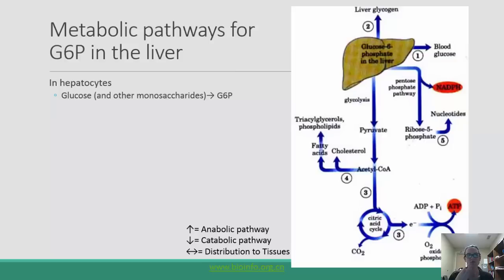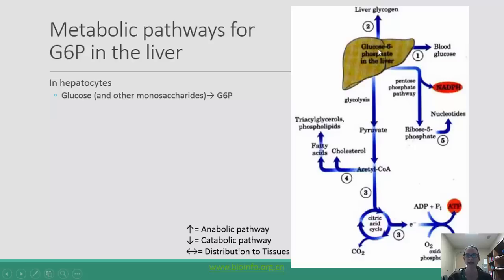Okay, so first let's talk about the metabolic pathways for glucose in the liver. And this specifically means glucose 6P. So in hepatocytes, we can convert glucose to glucose 6P with our kinase. And in this figure, our up arrows are considered our anabolic pathways, okay? So let's look at our up arrows, which means that our glucose 6P can be converted to glycogen.